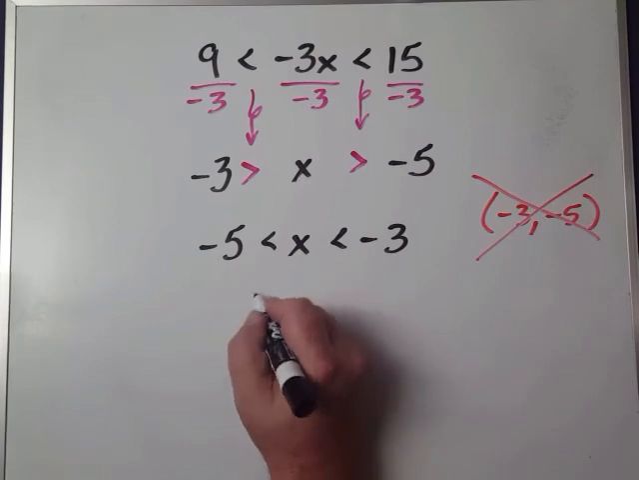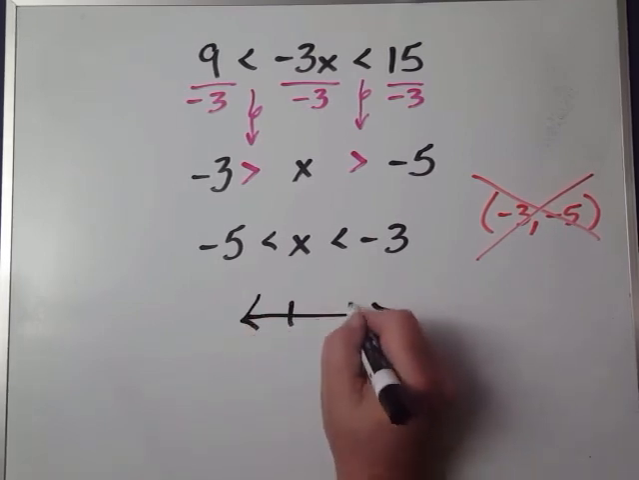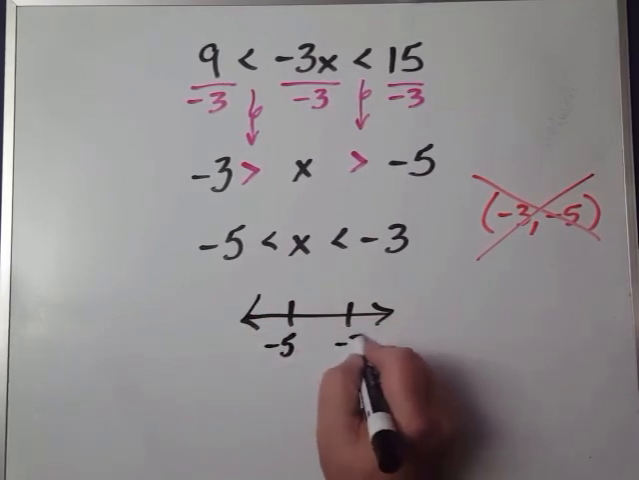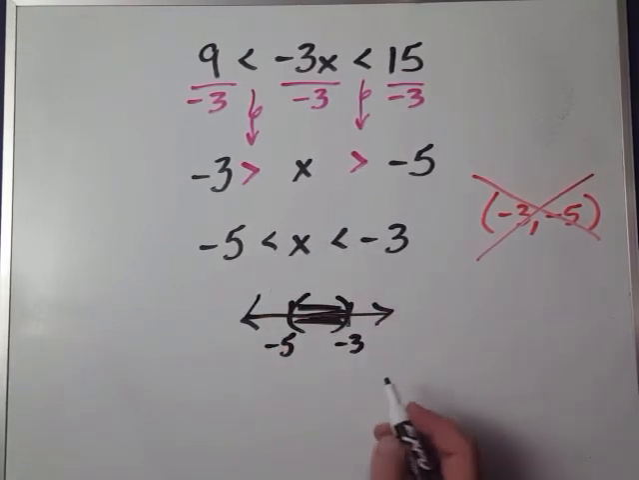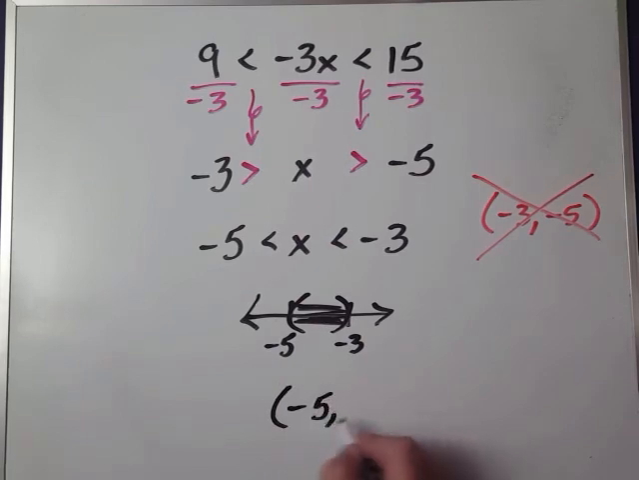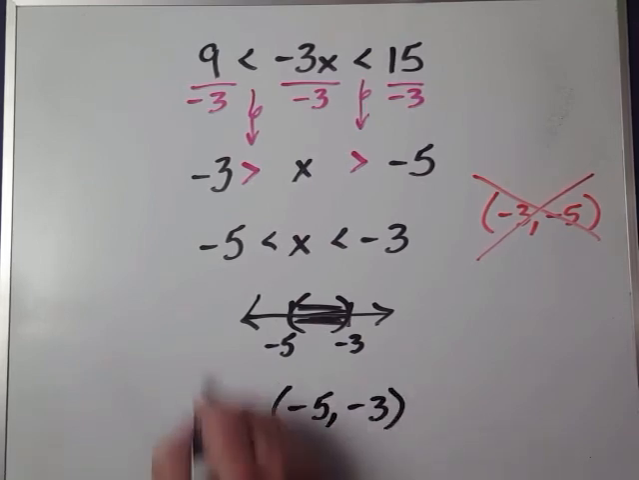Let's finish this off with a graph. Negative 5 to negative 3. Everything between, no equal bars, so we use parentheses. This is the open interval on negative 5 to negative 3.